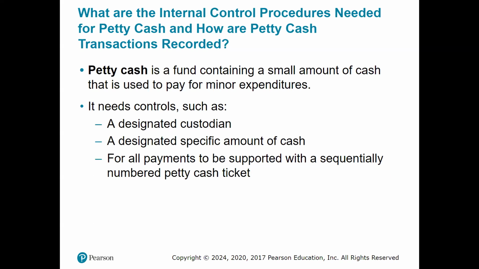Typically, there will be a designated person who's in charge of keeping track of the petty cash, so a custodian. There will be a specific amount of cash that needs to stay in the fund, and it might be anywhere from like $500 to $2,000, or if it's a really large company, they might even have like a small separate checking account that has like $10,000 in it for petty cash, depending on how many small purchases they're making on a regular basis. It's going to vary widely from company to company. For a smaller company, it's probably more like $500 or $1,000.